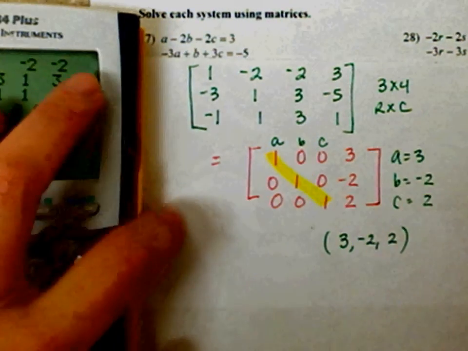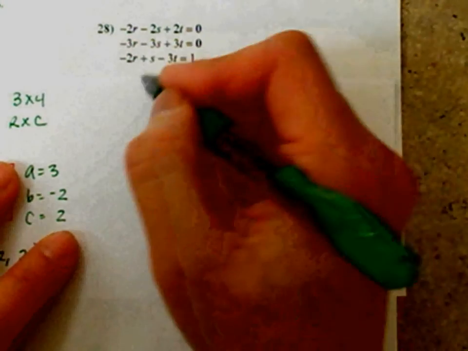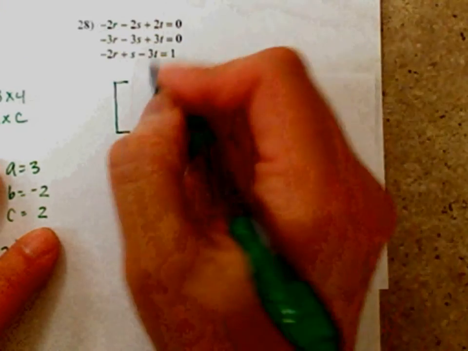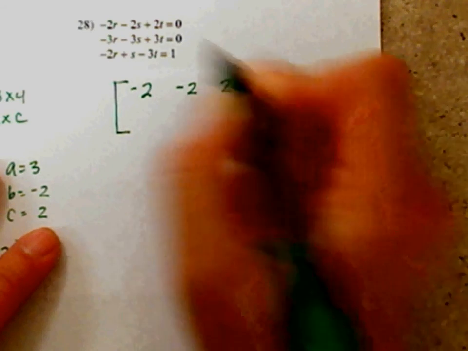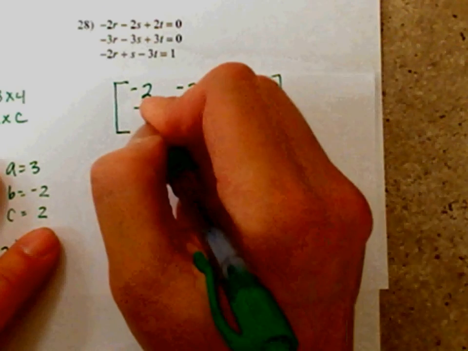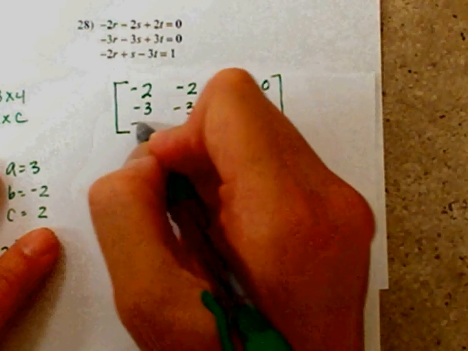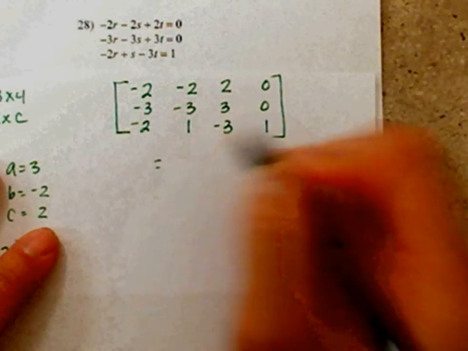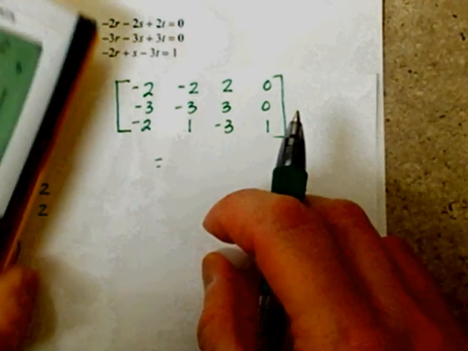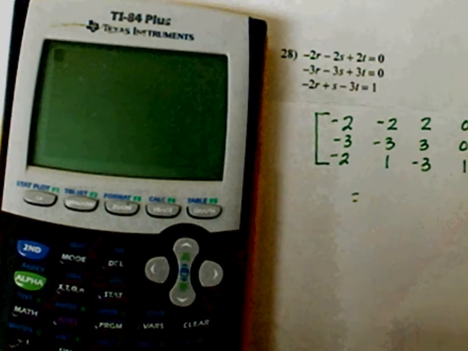Number 28, here's another matrix. So if you look at this matrix, go ahead and draw your matrix. -2, -2, 2, 0. All lined up already. -3, -3, 3, 0. Last one, -2, 1, -3, 1. Okay? Plug them into your calculator, just like I'm about to do. Here we go. Let me clear this. Alrighty. Second matrix. There you have it.